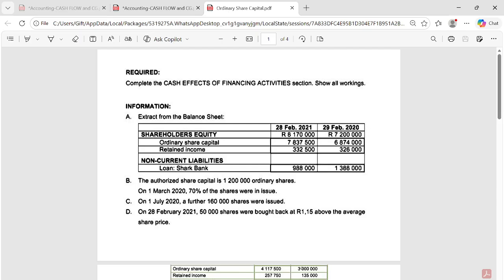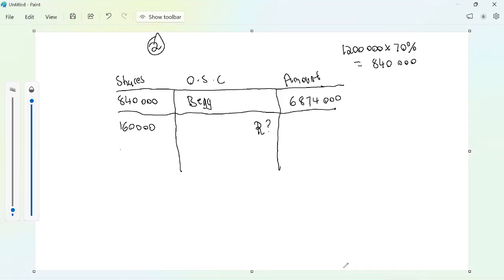Let me come here again. They say that on 28 February 2021, 50,000 shares were bought back at 1 rand 15 above the average share price. So this is scenario 2, because they've given us the above price. I'm going to say less 50,000. Remember, shares that are bought back reduce the value of the shares.